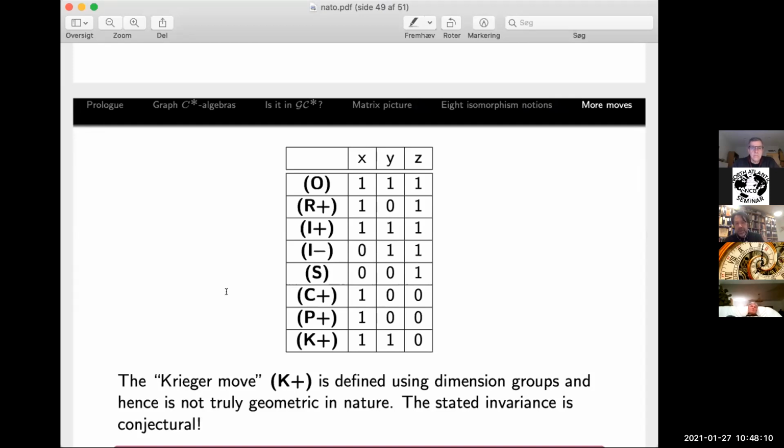We came up with something that we're calling the Krieger move. I haven't checked this with anybody, not Wolfgang, but the idea is that that's not really a geometric move like the other ones. It's something that is of the same nature as the result that I just showed you. It compares dimension groups. At least it's decidable, but we don't know if it's invariant the way that I'm stating it in general.